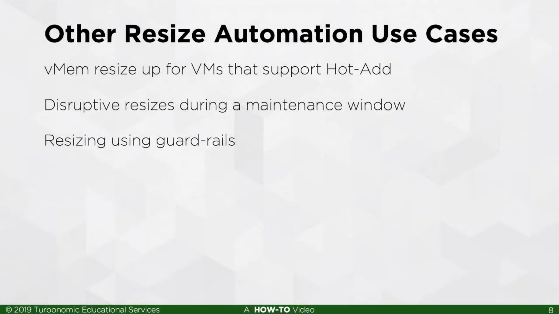Now, there are other use cases for automation. At some point, you might want to automate resize up for VMs that support hot add on memory. And that's going to be the exact same use case as we just went through, except, of course, the resource will be memory, and it'll be the group of virtual machines that support hot add by memory. At some point, you might also want to automate disruptive resizes. These are resizes that entail a reboot. And, of course, that can probably only be done during a maintenance window. And we cover that in a separate video.